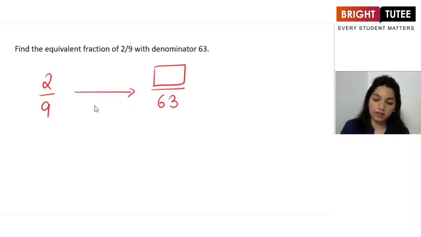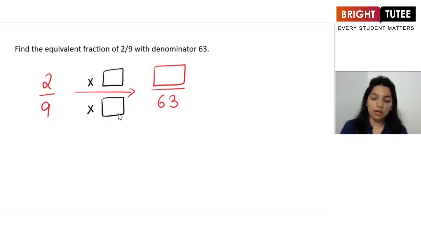You multiply. So what are we going to multiply 2 and 9 with? Think about your 9 times table. 9 times what number will give you 63? I hope you know the answer is 9 times 7 is 63.